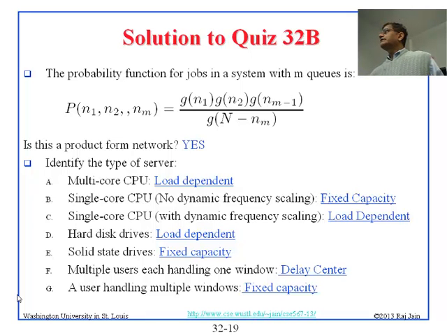Second thing is the multi-core CPU. A multi-core CPU clearly is load dependent, it is an M server queue, right? Without dynamic frequency scaling it is fixed capacity. With dynamic frequency scaling, it is load dependent, because as the load increases, the CPU just changes its frequency. Hard disk drives are load dependent, but solid state drives are fixed capacity, because in hard disk drives you go next to wherever your reading head is, and so depending upon the load, the capacity rate changes. Whereas in solid state drives, it doesn't matter, it is random access.